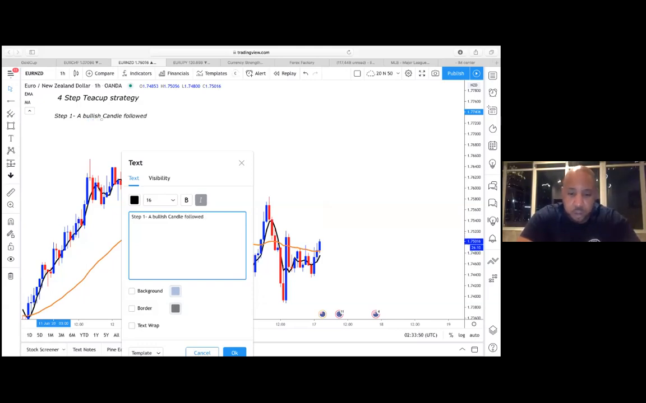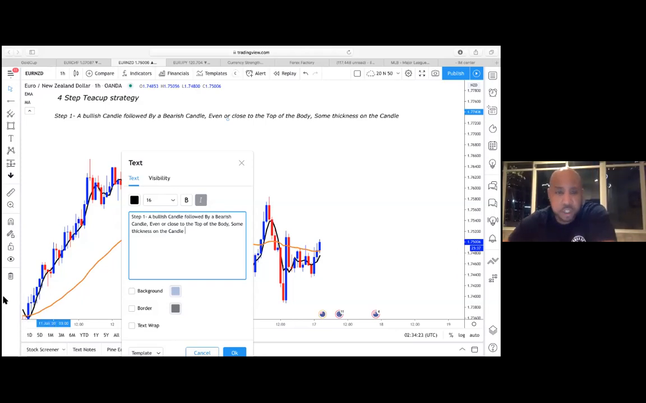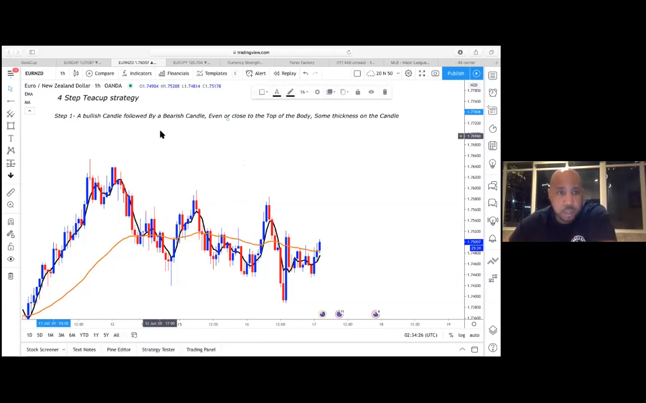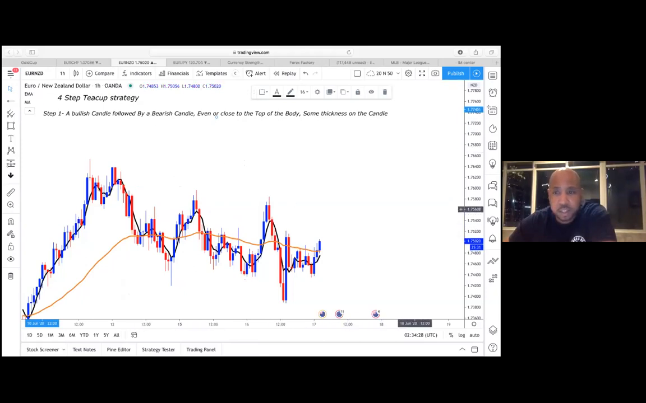So a bullish candle followed by a bearish candle, even or close to the top of the body, some thickness on the candle. So I'm going to need y'all's participation here. If you understand step number one, just type in one in the chat so I can know you guys understand step number one.